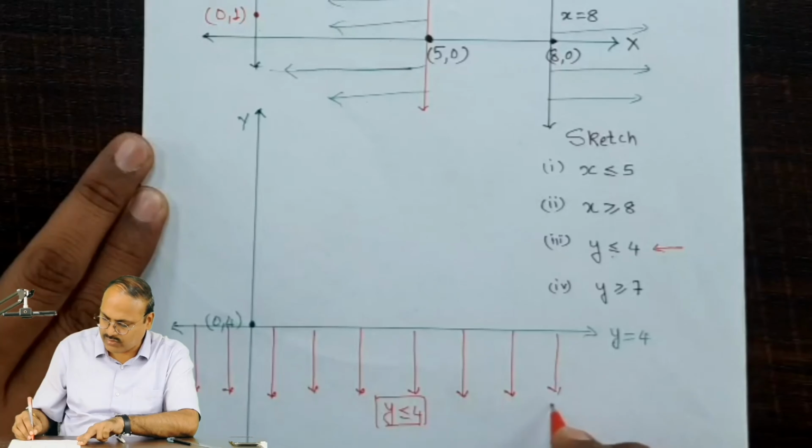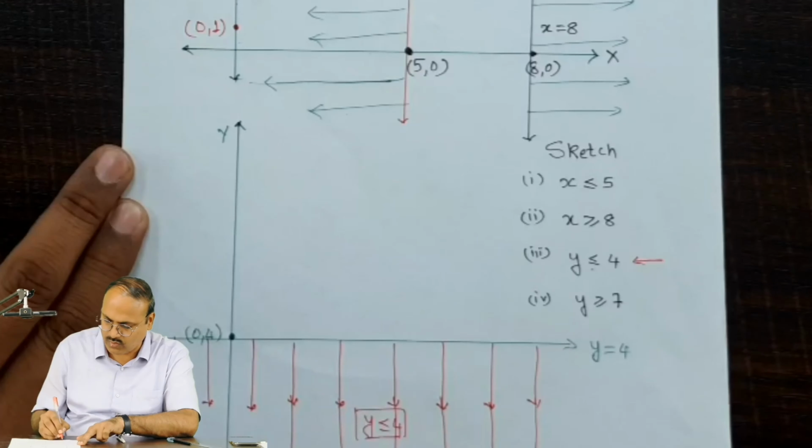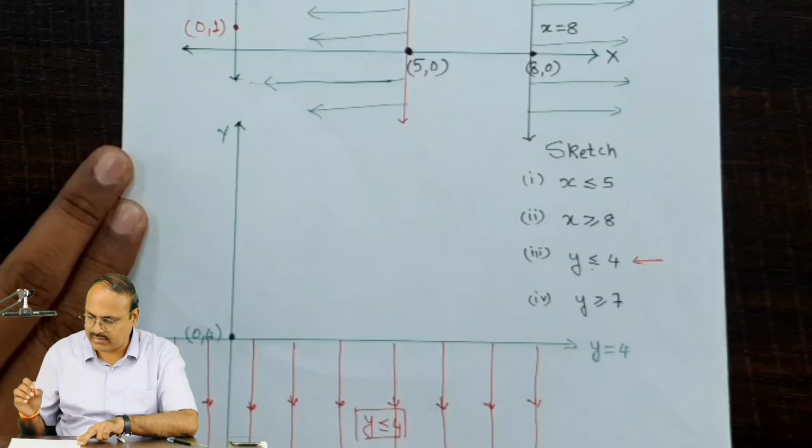Though I am drawing the arrows like this, it is actually the entire region below this line, whatever comes below this line. The arrow indicates you can go down in this direction more. Okay? So this is y less than or equal to 4.